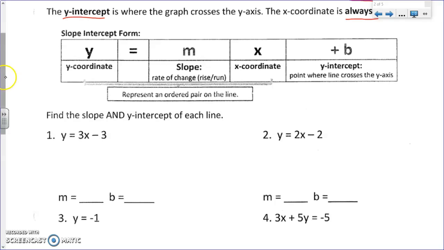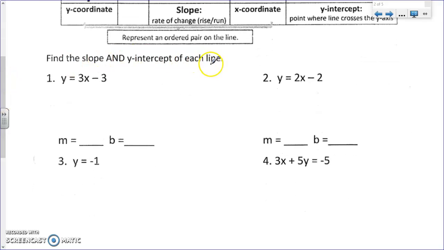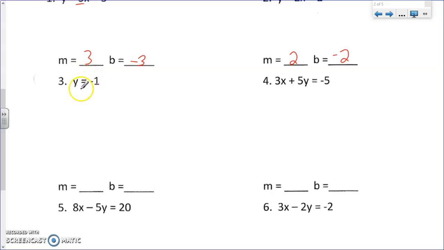So in this, we're just going to start out by naming our slope and our y-intercept. So this is solved for y, so we can easily see the slope is 3, my b is -3, so we're naming that. Okay, here my slope is 2, my b is -2. Come down here. There is no x here, so my slope is 0, and then my b is -1.